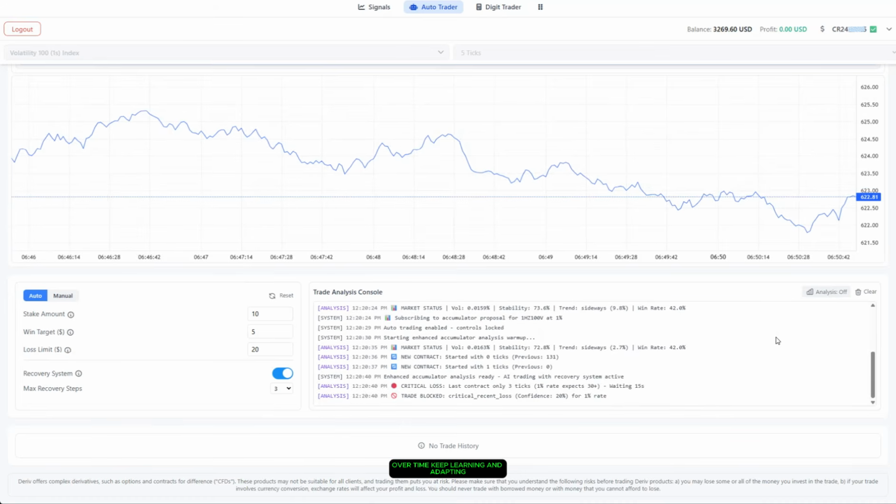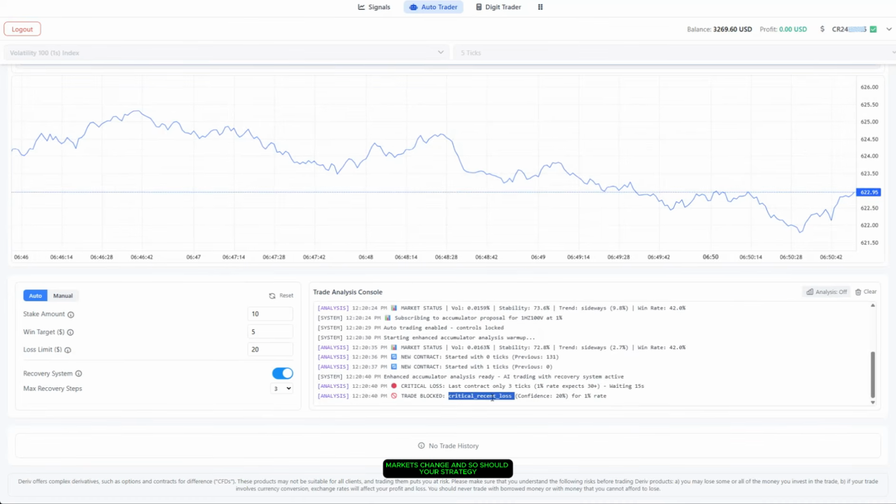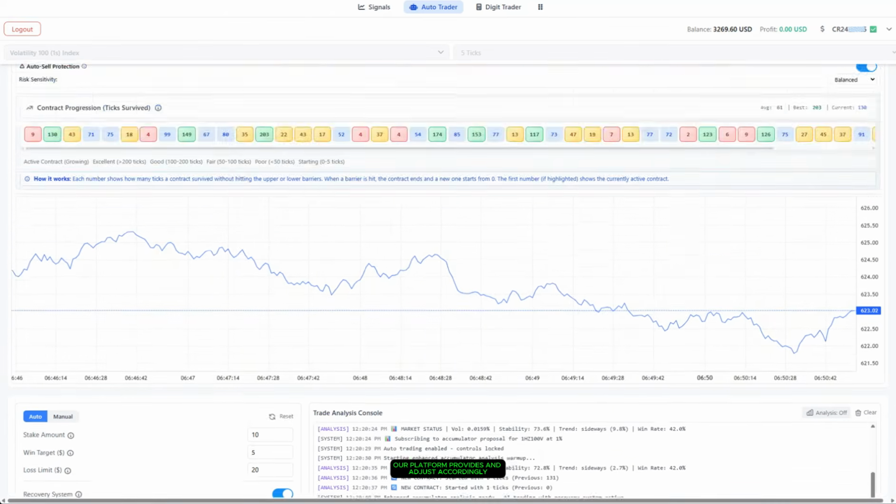Keep learning and adapting. Markets change, and so should your strategy. Pay attention to the performance data our platform provides and adjust accordingly.